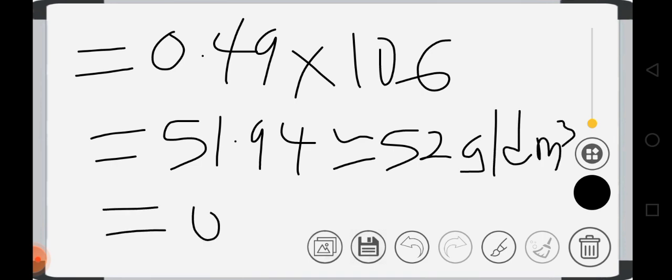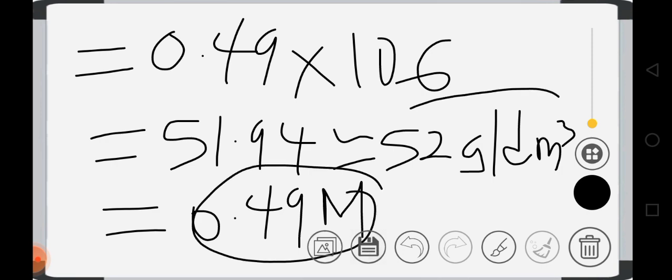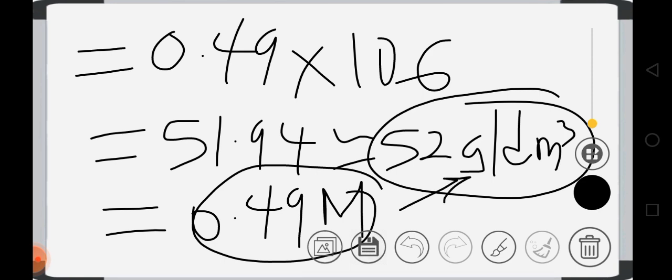Or you say 0.49 molarity or molar solution. So it's either you have the calculation this way or this other way. I already showed you how to interconvert from here to this place.